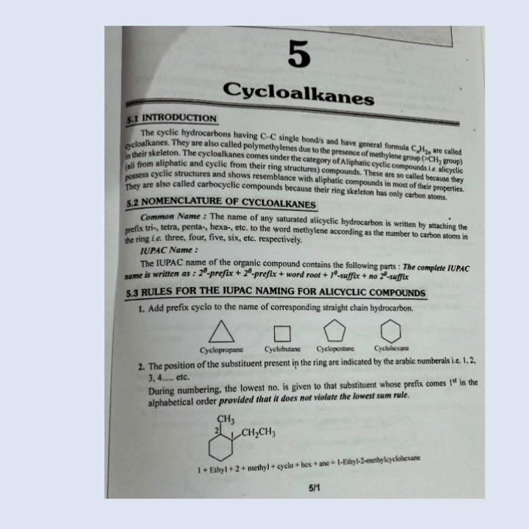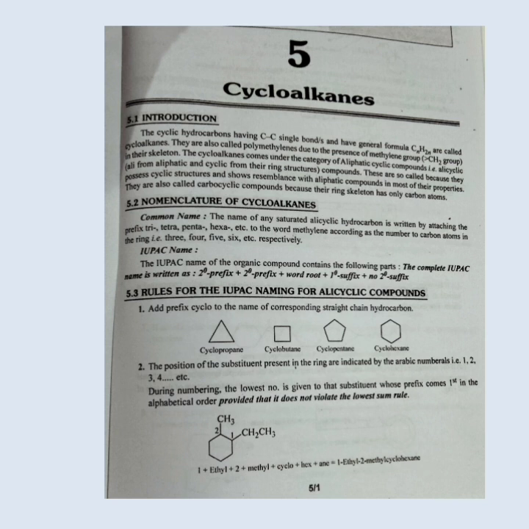Nomenclature of cycloalkanes. Common name. The name of any saturated alicyclic hydrocarbon is written by attaching the prefix tri, tetra, penta, hexa, etc. to the word methylene, according to the number of carbon atoms in the ring, that is 3, 4, 5, 6, etc. respectively. IUPAC name. The IUPAC name of an organic compound contains the following parts: secondary prefix, primary prefix, word root, primary suffix, and secondary suffix.